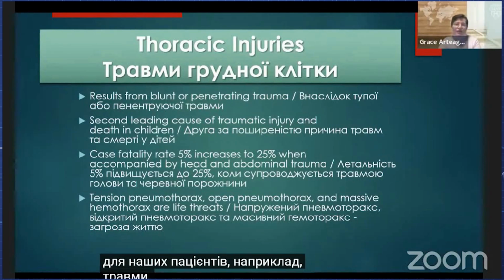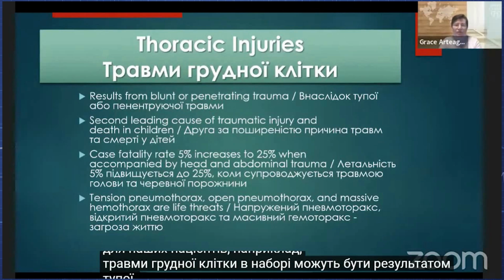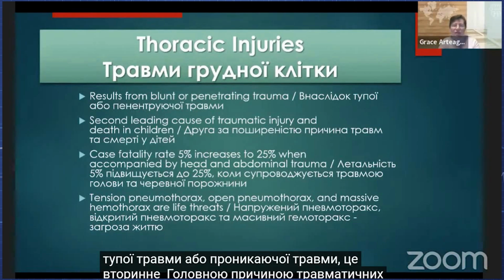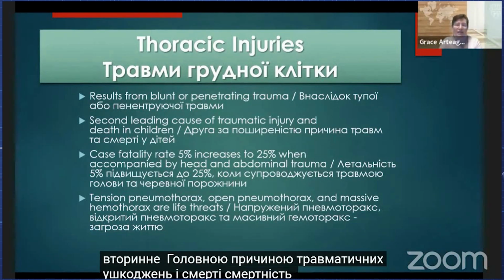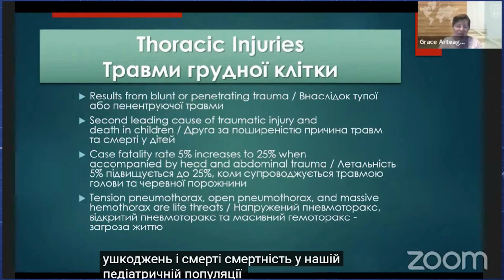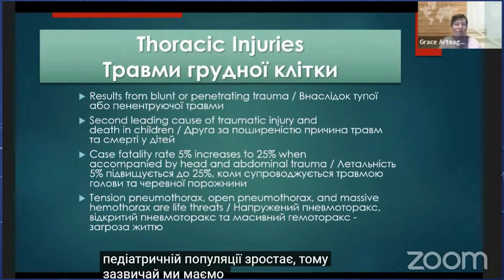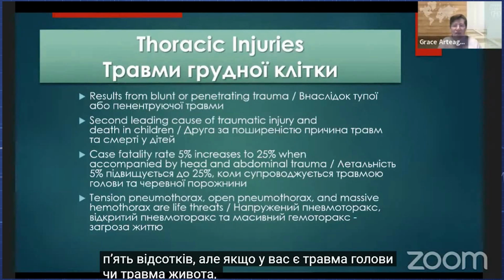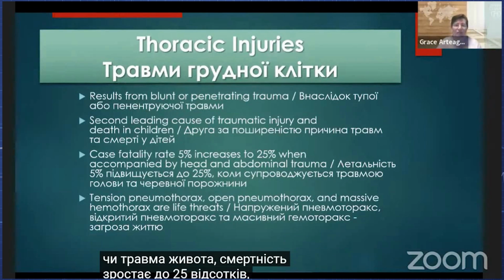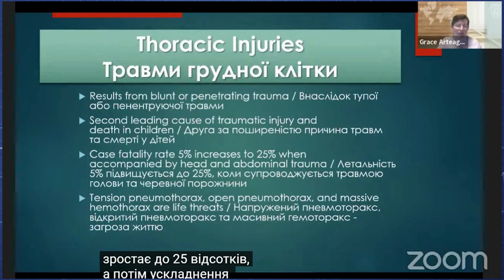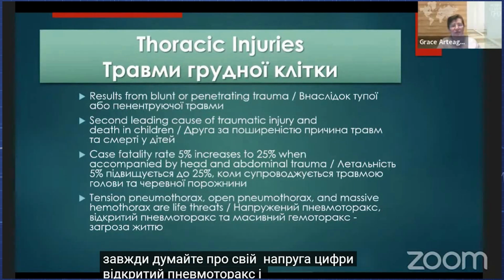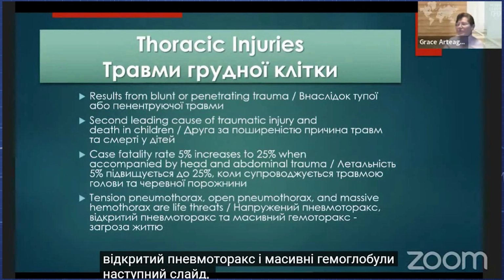Now, some common issues about thoracic injuries for patients. For example, thoracic injuries in kids can result from blunt trauma or penetrating trauma. It's the second leading cause of traumatic injury and death. The fatality in our pediatric population increases. Normally we have a low fatality rate of 5%, but if you have a head injury or an abdominal injury, that mortality increases to 25%. And for complications in the chest, always think about tension pneumothorax, open pneumothorax, and massive hemothorax. Next slide, please.